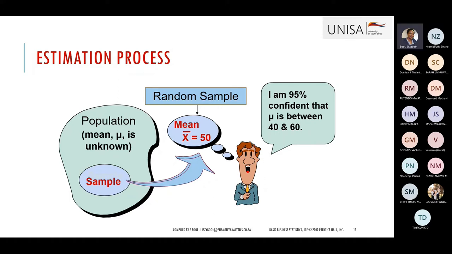Then you go and calculate your confidence interval, and you find that it is between 40 and 60. Your lower limit is 40, your upper limit is 60. When you interpret your result, if you used a 95% confidence level, you will say, I am 95% confident that the mean is between 40 and 60, because you would have calculated that. And that's how you will interpret your results.